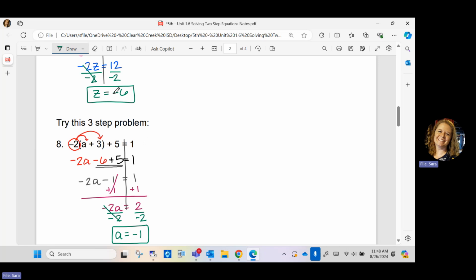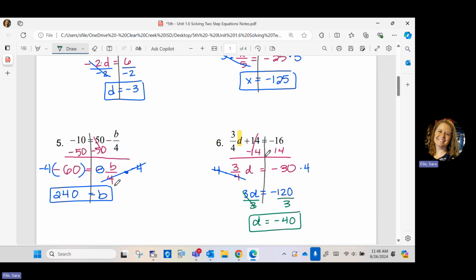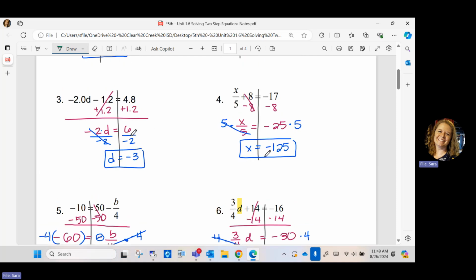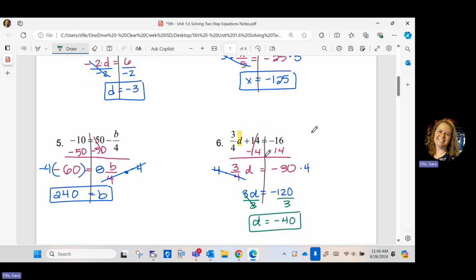So for any solving equations, anyone where you're solving for a variable, you can take that variable and plug it back in for that letter in the original equation, and the left should equal the right. Any questions about those?